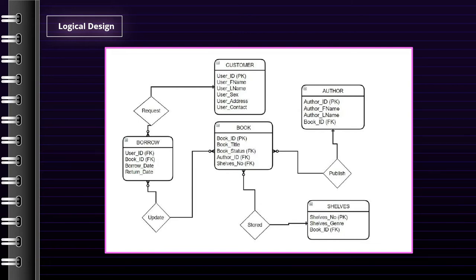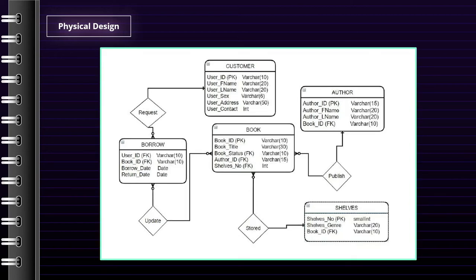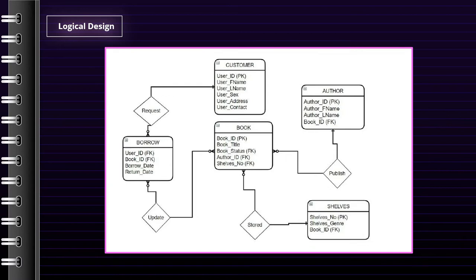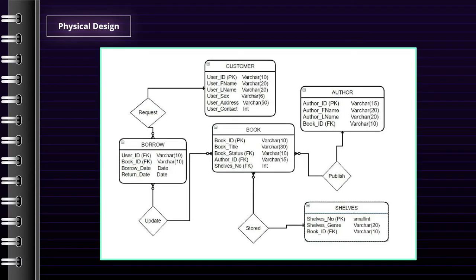So this is the logical design of this database system. I will explain the physical and logical design together. For this physical design, there are five tables. First is the customer, book, author, shelf, and borrow.